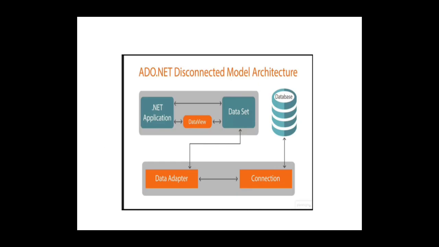Here is the detailed diagram of ADO.NET disconnected architecture. Data adapter serves as a bridge between data set and database. Actually, data coming from the database is stored in the data set. So to take the data from the database, data adapter is used. Data adapter passes the query to the database. First of all, it establishes a connection, then passes the query like select, insert, update. These types of queries are passed to the database, and data is taken from the database, and this data is passed to the data set.